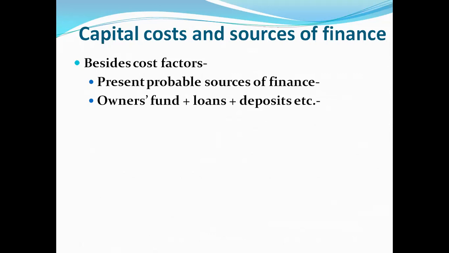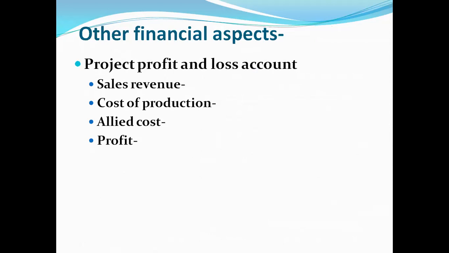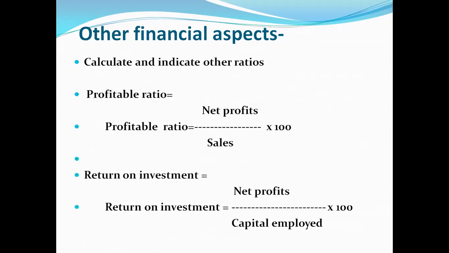Then present probable sources: owner's fund, loan, deposits, everything. Then the rest of the financial aspects: project profit and loss account, cost of production, allied cost, what the profit will be. So these are the financial aspects. Profitability ratio, return on investment.